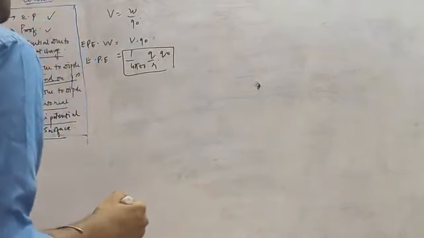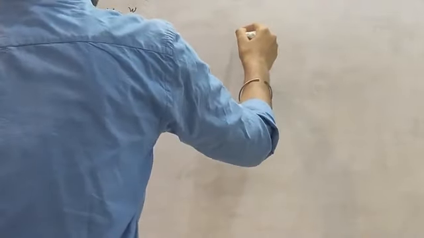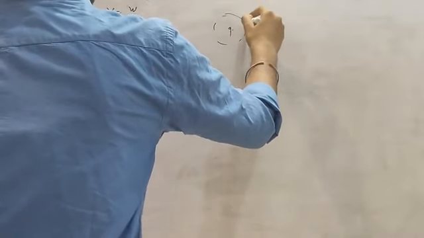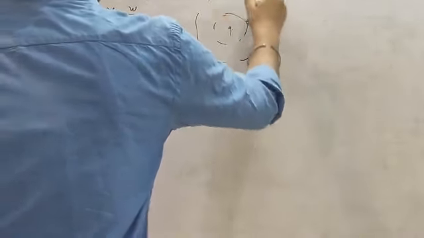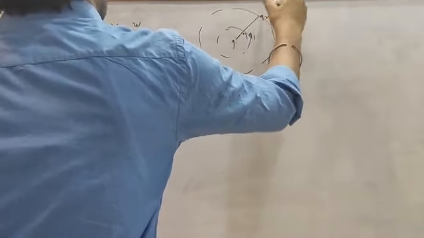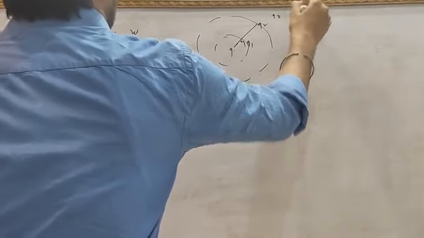So, electric potential due to multiple charges. Suppose so many charges are there. Suppose this is the point source charge, and charges Q1, Q2, Q3, Q4. So many charges are there.